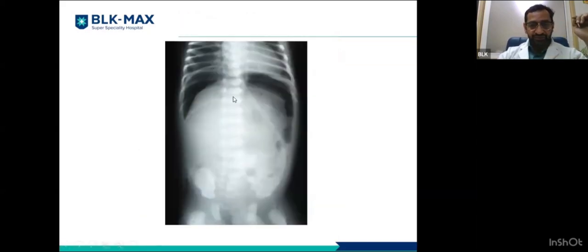Now, in this X-ray, there's free air under both domes of the diaphragm, correct? But another very abnormal finding, if you see this X-ray, is this nasogastric tube which is going till the pelvis. So this was a child who had a large gastric perforation because of this nasogastric tube, and the tube went into the pelvis, and that led to the pneumoperitoneum.